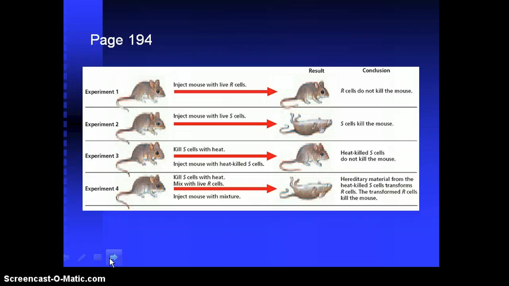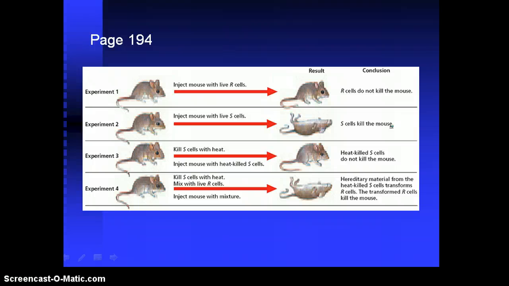So basically how he did this experiment, this is on page 194, but he took these mice, he injected a mouse with live R cells. So R, it actually stands for something, but you can just have the abbreviation there. If you're using the notes packet, you have this picture in your notes packet. So the R cells do not kill the mouse by themselves. He injects the mouse with live S cells, a different type of bacteria, and the S cells do kill the mouse.